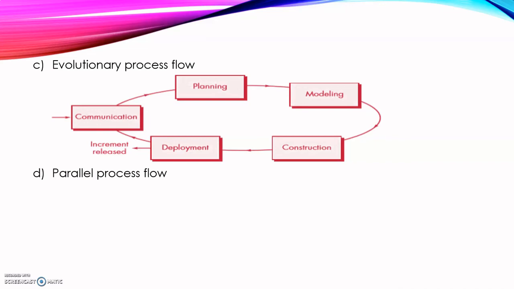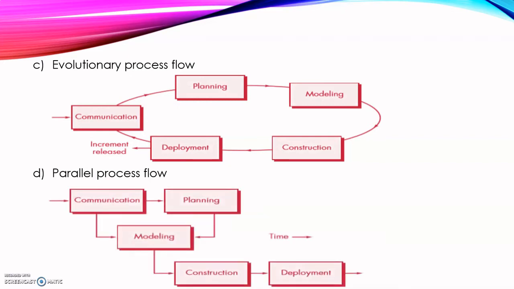Now, next one is parallel process flow. In parallel process flow, activities execute in parallel with other activities. One or more activities execute in parallel with other activities. Let's take a look into the figure. See, when communication and planning are going on, at the same time modeling is going on, and it keeps on working there, and it is processing in parallel. So these are the 4 process flows associated with a software process. Hope you all have understood.